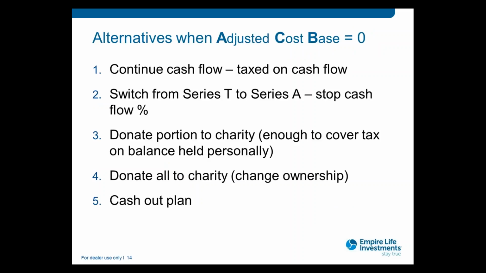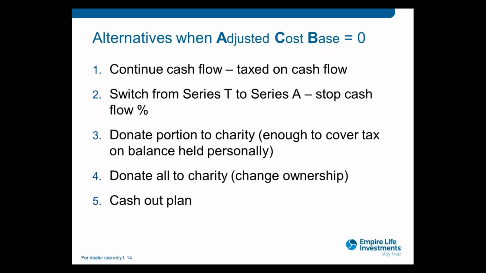Now, what are the alternatives that the investor will have if, in fact, the adjusted cost base goes to zero in a Series T mutual fund? Well, they can continue the cash flow, and then they're going to get taxed on that cash flow, and of course, they're also going to get taxed on the realized earnings in the actual plan. They could alternatively switch from a Series T, which is a payout plan, to simply an accumulation plan. They can stop the cash flow. In fact, with Empire, and with some other companies anyway, but I do that with Empire, you can stop and start that program.